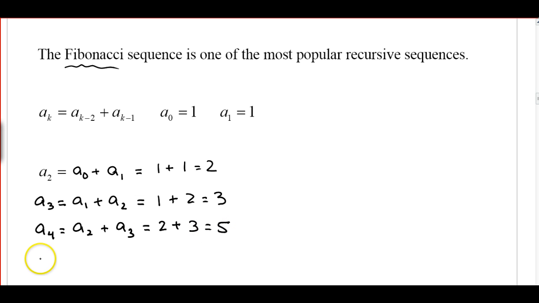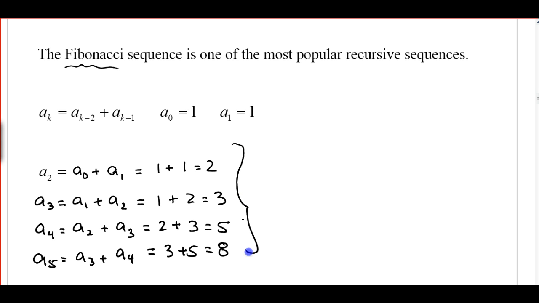Let's do one more. A sub 5 is going to be a sub 3 plus a sub 4. So that's going to be 3 plus 5, which is 8. So we can see, let's add these in there too, that our sequence becomes 1, 1, 2. We're adding these two together to get the third one, and then the second and the third to get the fourth, which is 3, 5, 8.